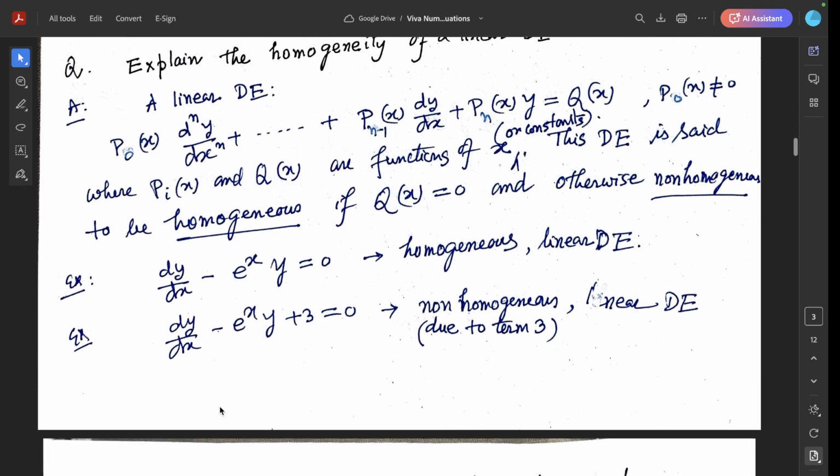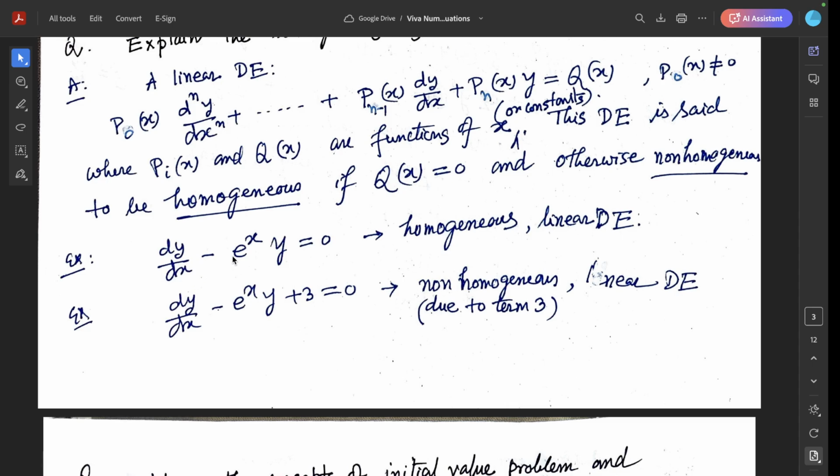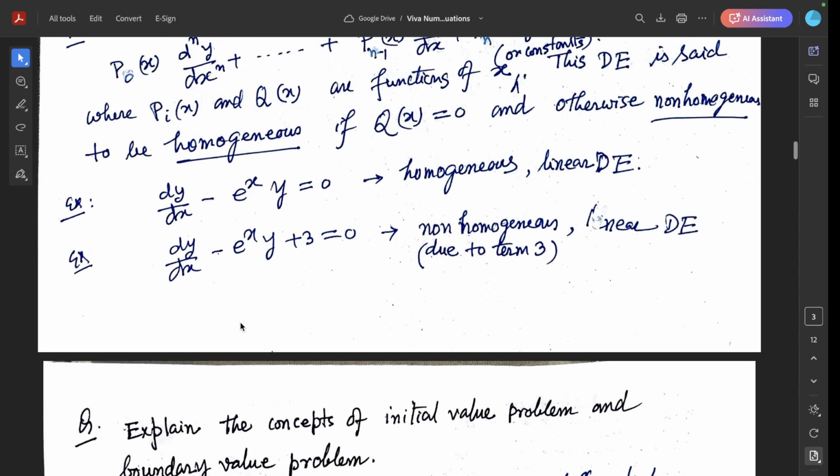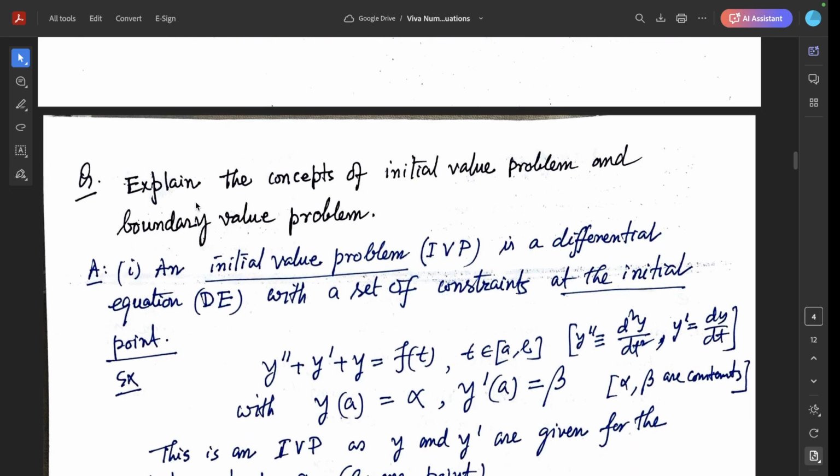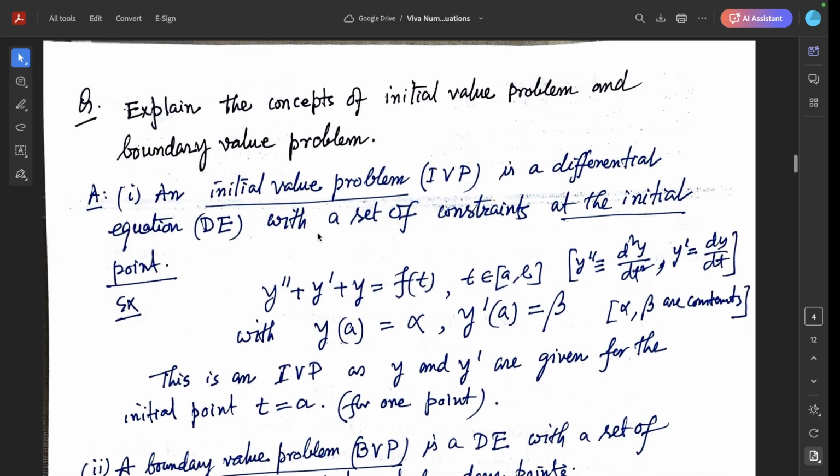So this differential equation, for example dy/dx minus e^x y equals 0, is a homogeneous linear differential equation. And in this example, because of the term 3, it is non-homogeneous. Actually, if we take this term on the right-hand side, the minus 3, a non-zero term is there.